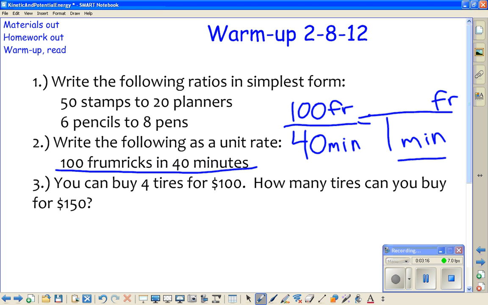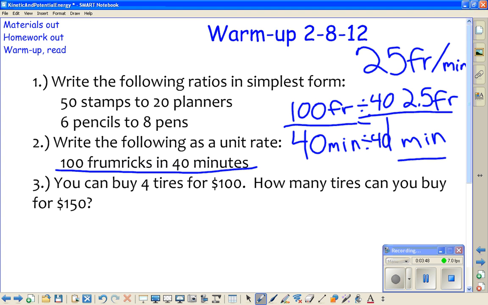All right. How do we go about solving this now? Divide by 40. Okay, divide by 40 on the top. 100 divided by 40, what did I give you? 2.5. All right, so our unit rate for Fruitopias per minute is 2.5 FR per minute. All right, we're going to need to practice those more.